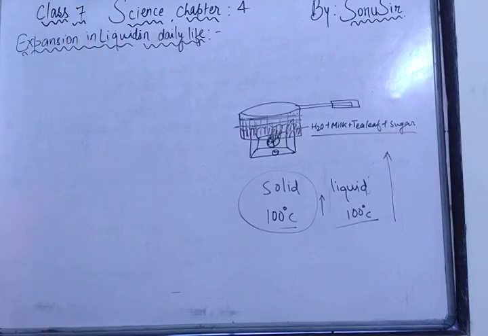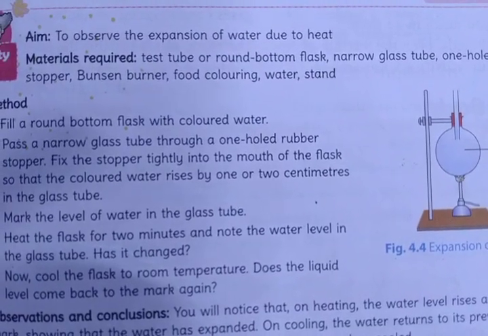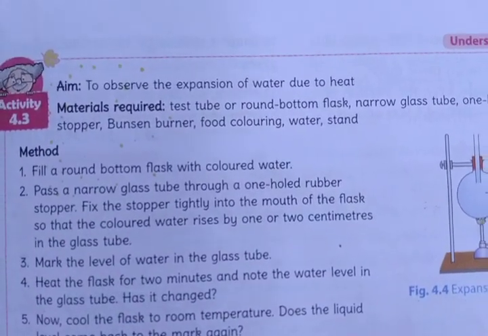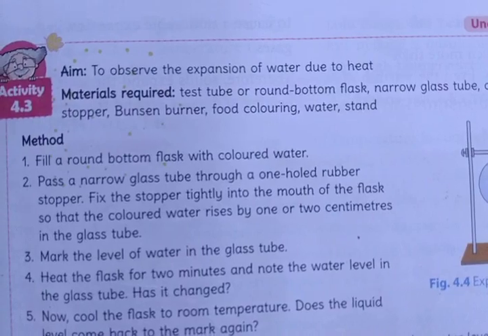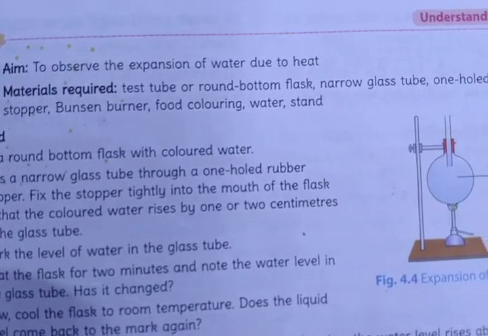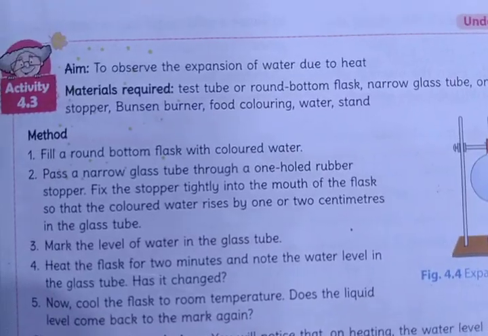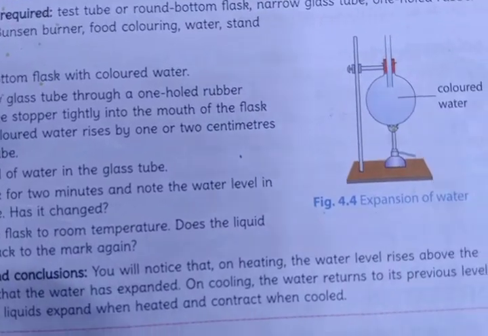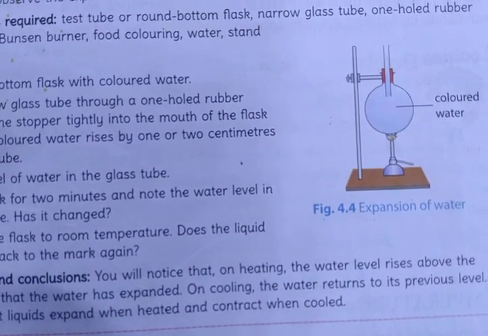So let's do one activity related to this. In this activity, I will show you how liquids expand on heating. You just have to look, or you can take a screenshot of how this liquid expands on heat. You can see here, to observe the expansion of water due to heat, they have taken a test tube or round bottom flask, a narrow glass tube, a one-holed rubber stopper, a Bunsen burner, food coloring water and a stand. See, this way they have arranged it. This is colored water, and we have to check.